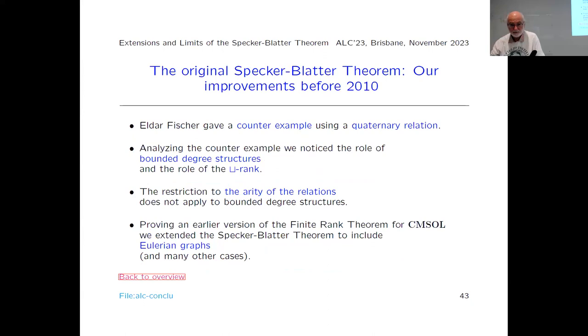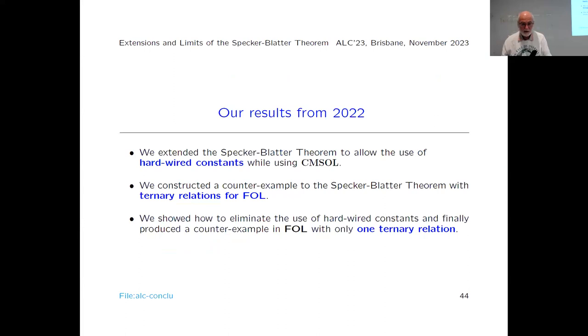So what did we improve? Well, Fischer gave the first counterexample for a quaternary relation. And while doing this, we noticed the role of bounded degree structures and the role of disjoint union rank, which simplifies and clarifies the definition. The restriction to the arity of the relation does not apply to bounded degree structures. So if you have a property with bounded degree structures, then it doesn't matter whether it is binary. And then we also proved it for the logic CMSOL, which covered the case of Eulerian graphs, among other things. Now, more recently, we improved it for hard-wired constants, and we finally found the counterexample for ternary relations, and we finally showed actually one ternary relation is enough for a counterexample.